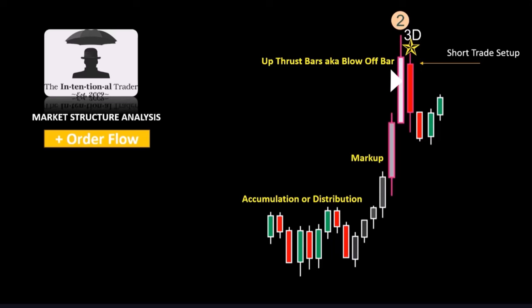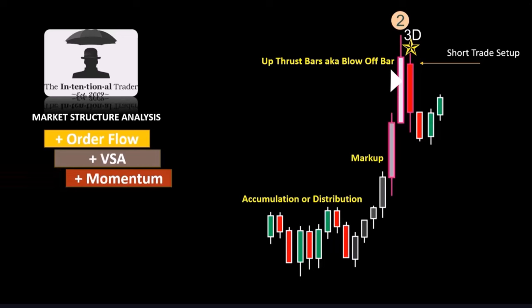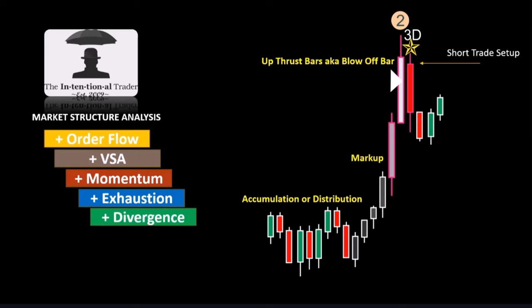So what can we do with market structure instead of just watching market structure? Well, how about if we watch and measure order flow? And we watch and measure volume spread analysis, and we watch and measure momentum, and we watch and measure exhaustion, and we watch and measure divergence. That's what you're seeing here. And when we have a confluence of all of those events, we have something that looks like this. And when we have something that looks like this, we short it here. Okay.